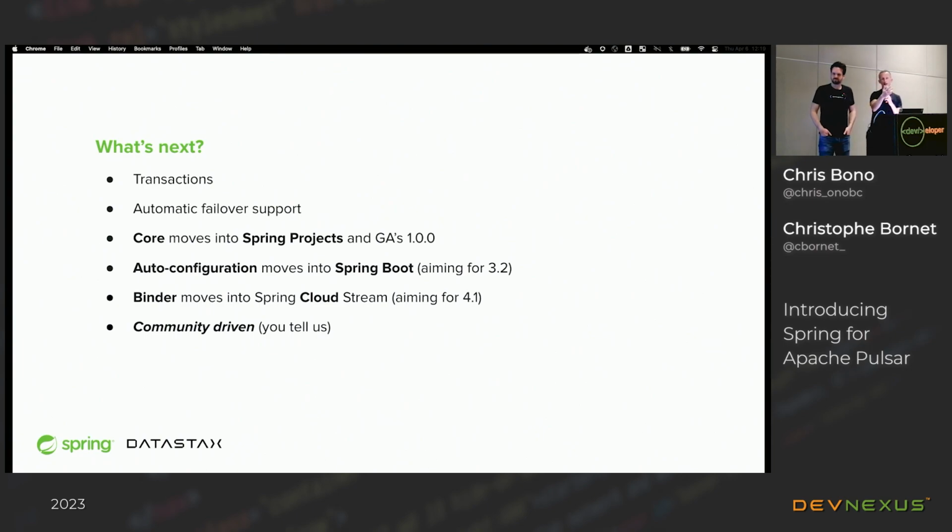This is in process right now. That'll be done in the next month, probably. The auto configuration is moving into Spring Boot proper. There's a pull request in for that, and so we're looking probably around the 3.2 timeframe. Midsummer is when we can start seeing that inside of Boot. And then the binder is moving into Spring Cloud Stream proper as well, and we're aiming for the 4.1 release.